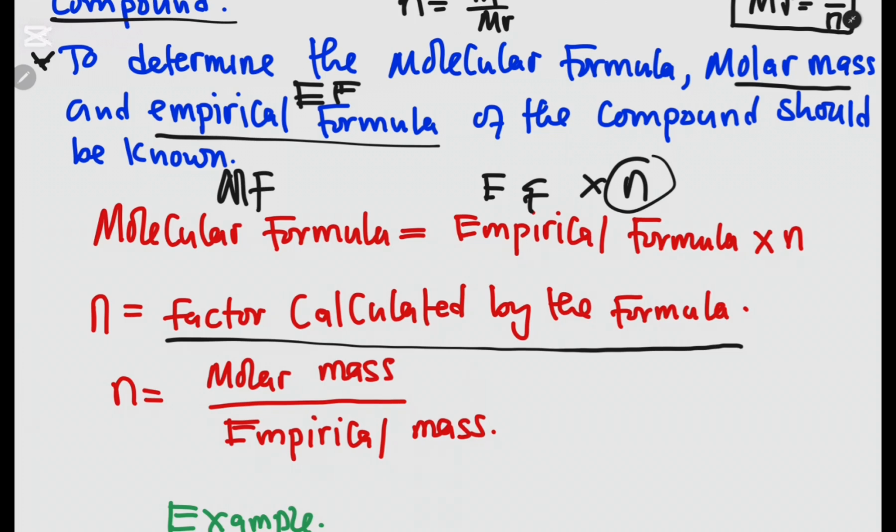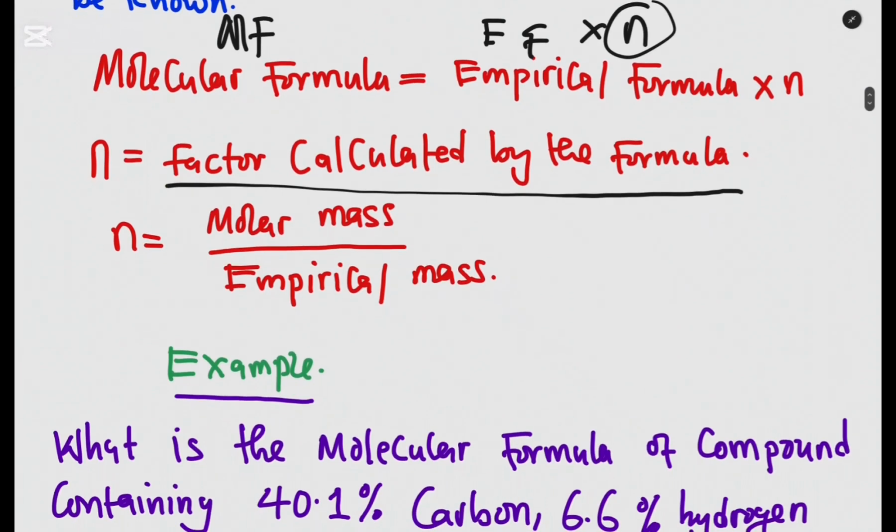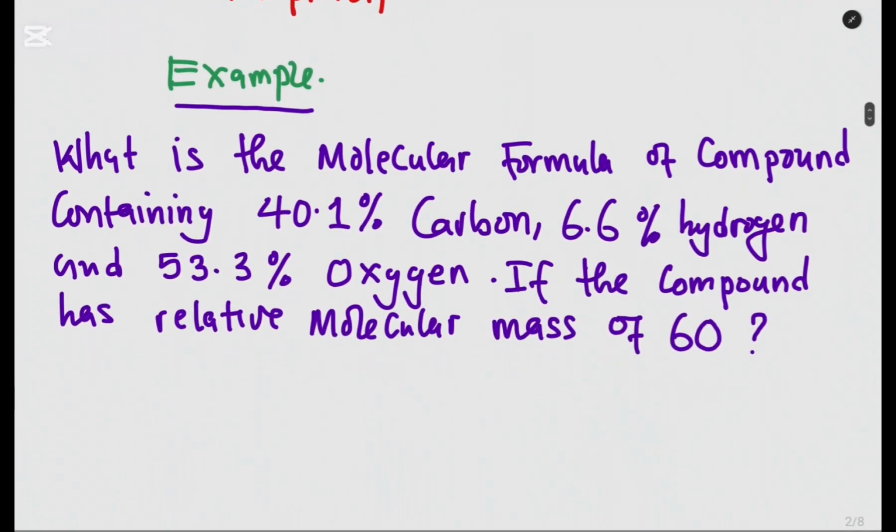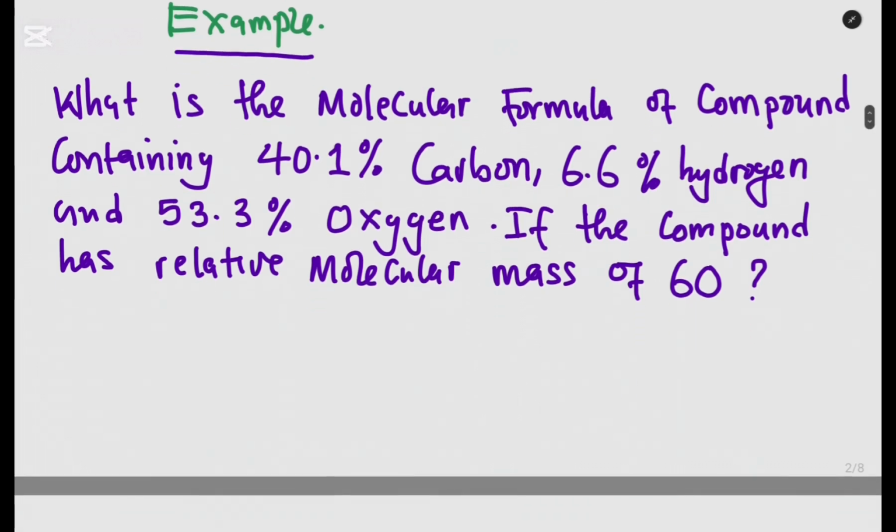Let us look at this in terms of an example. It will make sense. So here is an example, and the question reads: what is the molecular formula of a compound containing 40.1% of carbon, 6.6% of hydrogen, and 53.3% of oxygen, if the compound has the relative molecular mass of 60?